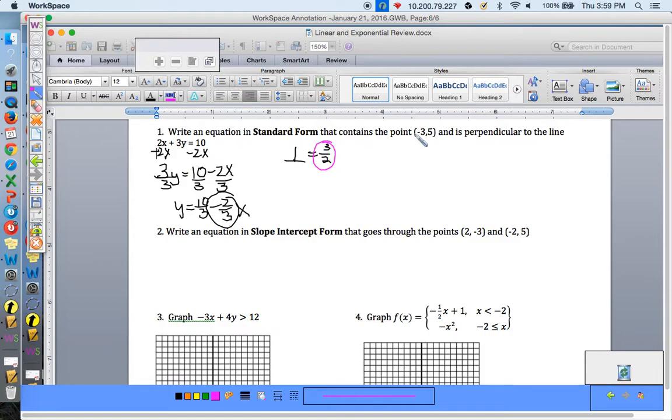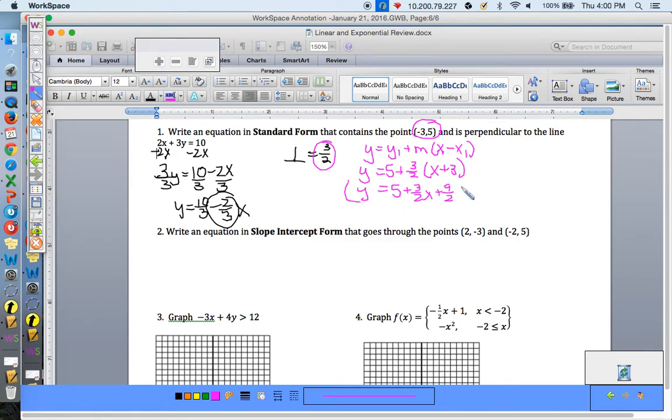So here's our slope and here's our point. So let's write it in point slope form. y equals y1 plus our slope times x minus x1. So our y1 value is 5 plus 3 over 2 times x, if it's minus 3, it would be plus 3. If we distribute, 3 over 2x plus 9 over 2.